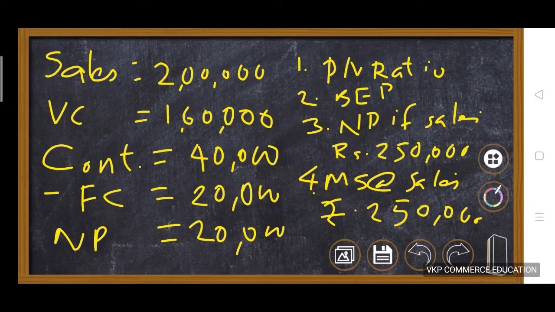Okay, there are 4 questions given in the particular question. The question is given in the marginal cost statement format. You have to calculate PV ratio. The question is given as sales rupees 2 lakh, variable cost 1,60,000, contribution is equal to 40,000, fixed cost is equal to 20,000, net profit is equal to 20,000. You have to calculate PV ratio, BEP, also net profit if the sales is rupees 2,50,000, and margin of safety at the rate sales is rupees 2,50,000.